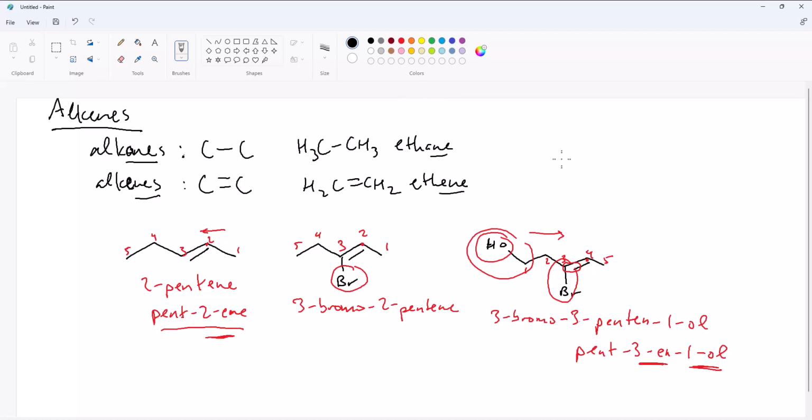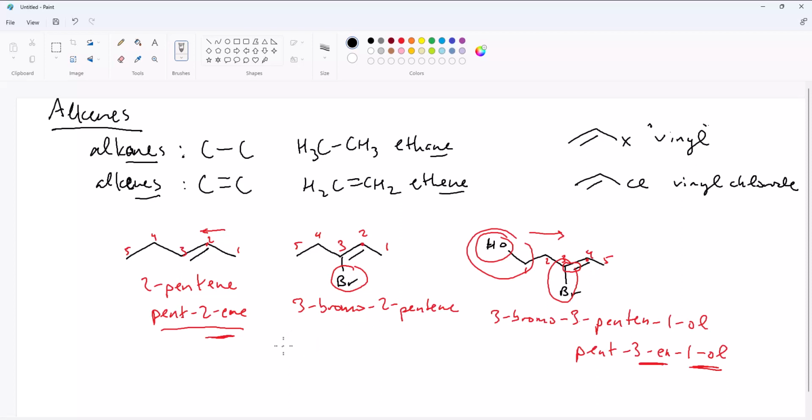Other ones to be familiar with are if we have a substituent that is right on a double bond, we call this vinyl. So for instance, if we had a chloro substituted group, we would call this vinyl chloride.